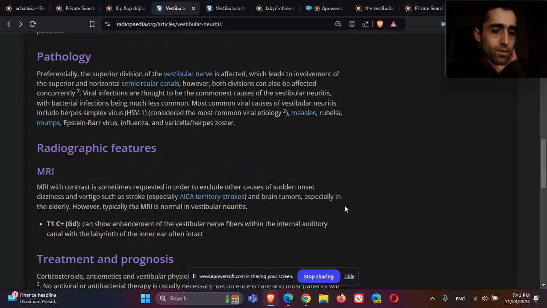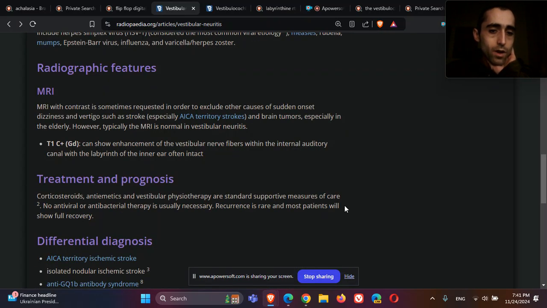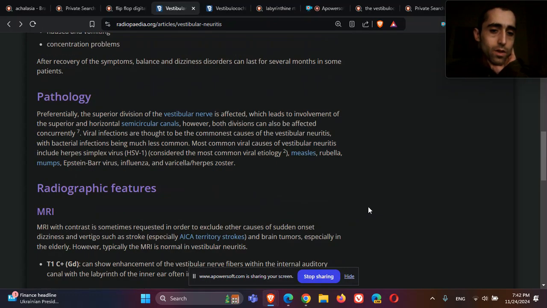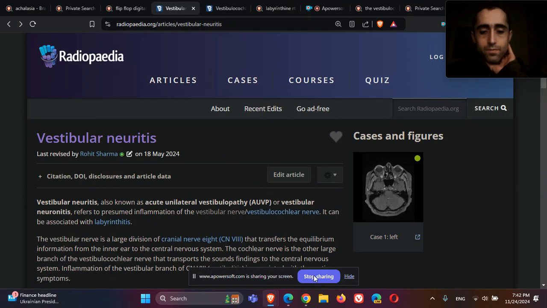And this is it. Thank you very much. If there are any mistakes or corrections, please tell me. And thank you very much. And that's it. This is about vestibular neuritis or viral labyrinthitis, including the imaging findings.